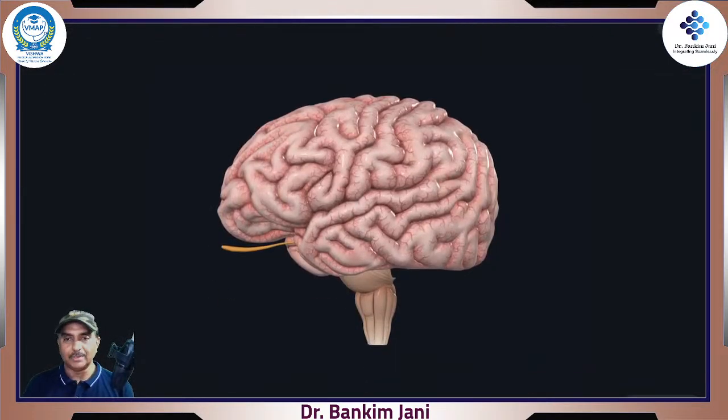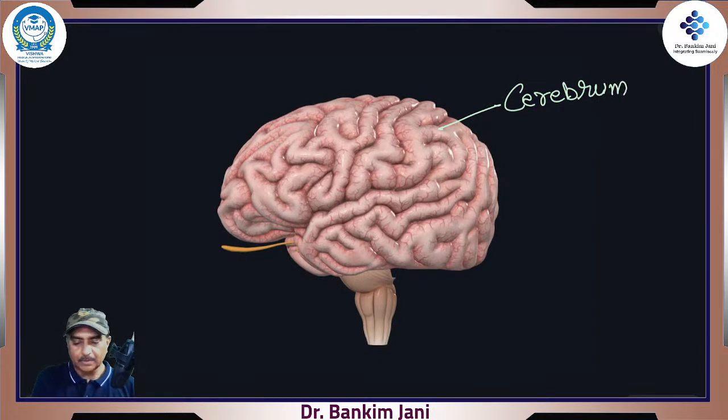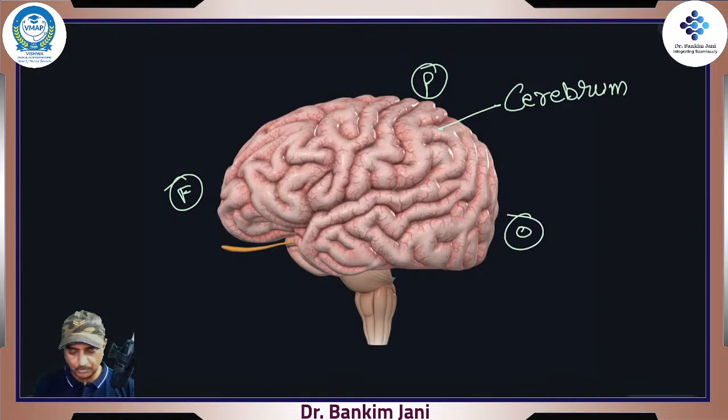Okay, so let's start with this fresh brain. We know this is the cerebrum, and that's the parietal lobe, the frontal lobe, this is the occipital lobe, and the temporal lobe. You know that. Then that's the pons and the medulla oblongata. This is olfactory, this is olfactory.